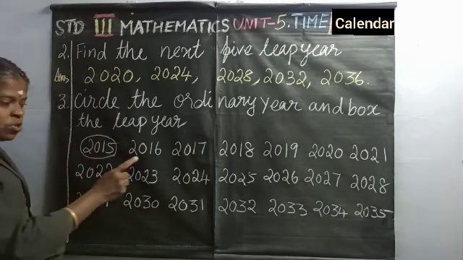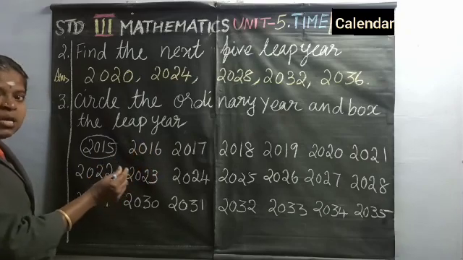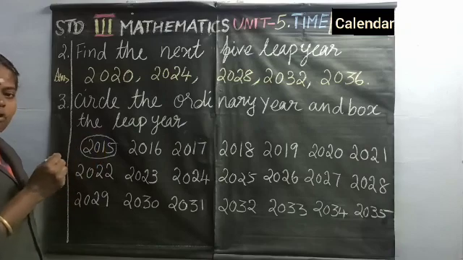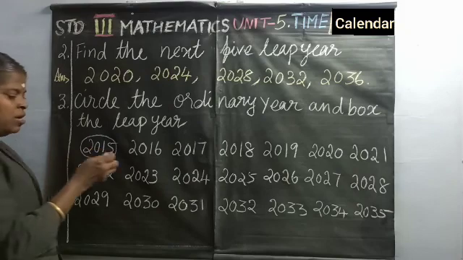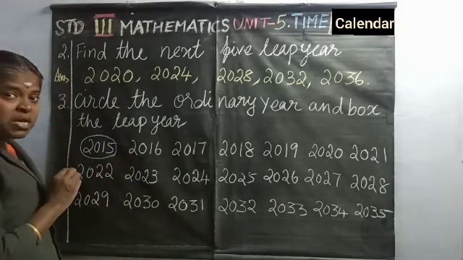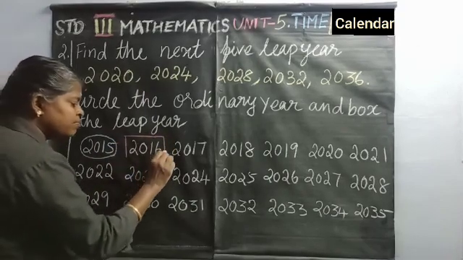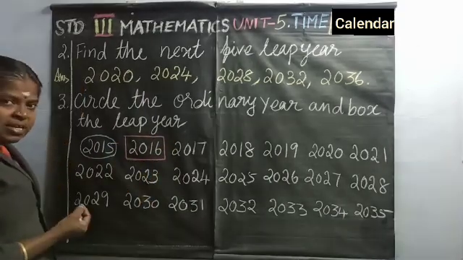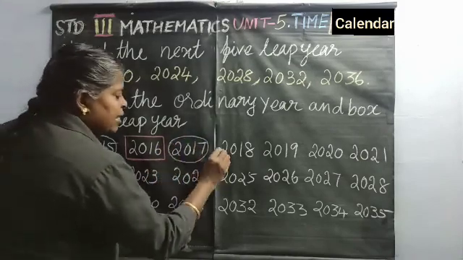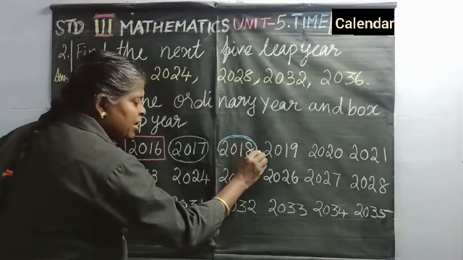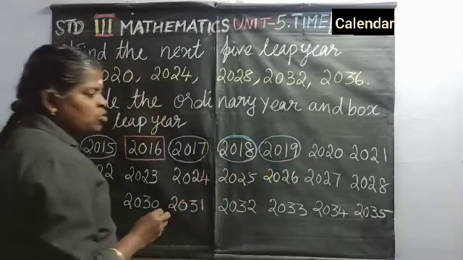So 2016, we take the last 2 digits. 16 is a multiple of 4. 4 fours are 16. So 2016 is a leap year. So what do we have to do? Leap years we have to box. So we box the leap year. 2017 is an ordinary year, so we circle it. 2018 also an ordinary year. 2019 is an ordinary year.